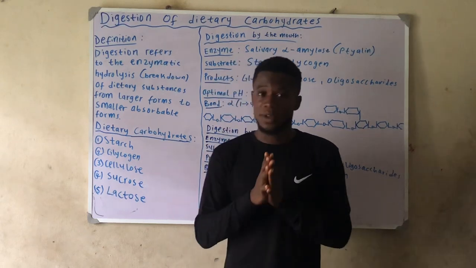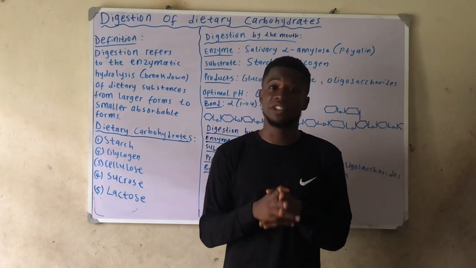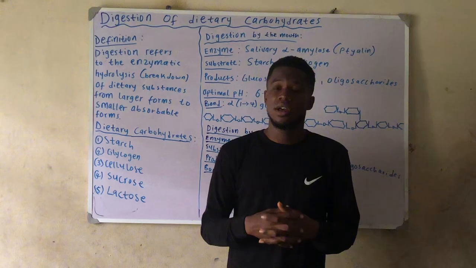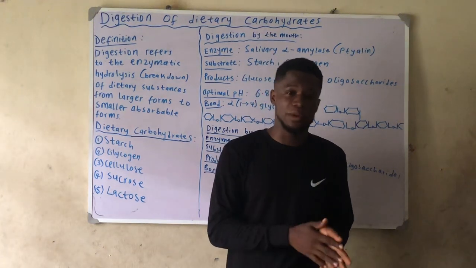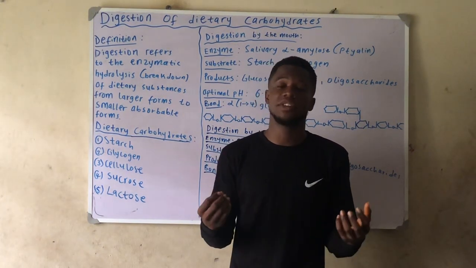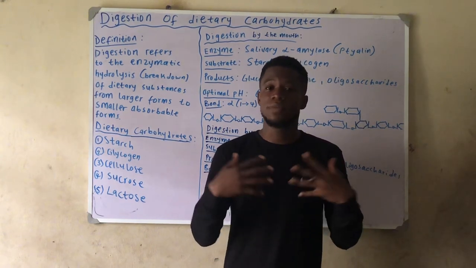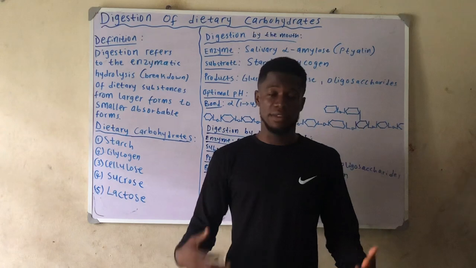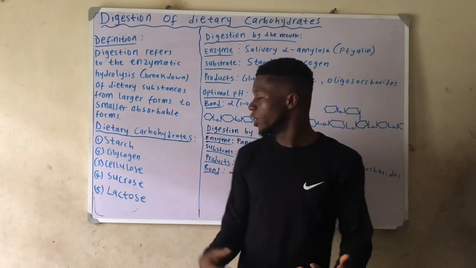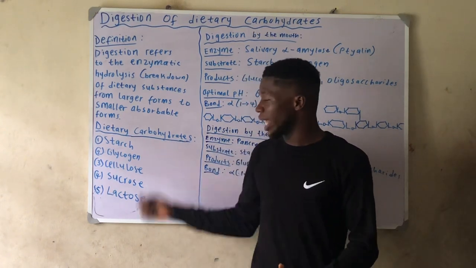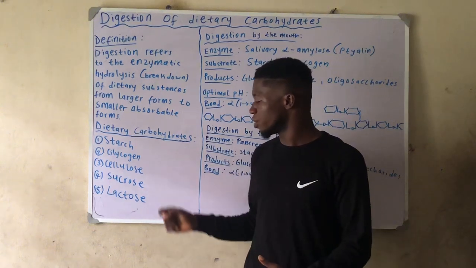I said dietary carbohydrates or dietary substances. There are dietary lipids, dietary proteins, and dietary carbohydrates. So what are the dietary carbohydrates? They are the major carbohydrates you take in your diet, and the major ones include starch, glycogen, cellulose, sucrose, and lactose.